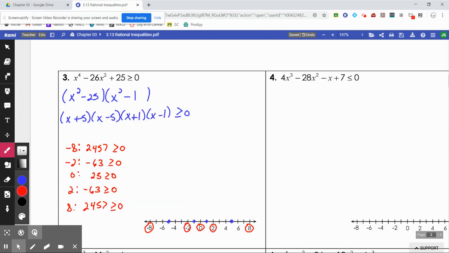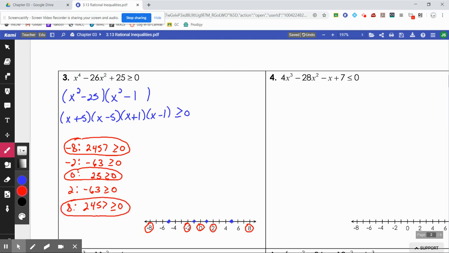Here's what I get, which leaves us with a true statement here. 2,457 is greater than 0. 25 is greater than 0, and also 2,457 is greater than 0. So my solution lies with the -8 region, the 0 region, and the +8 region. So my answer will be all values from -infinity up to that -5, or all values from -1 to +1, or all values from 5 to infinity.